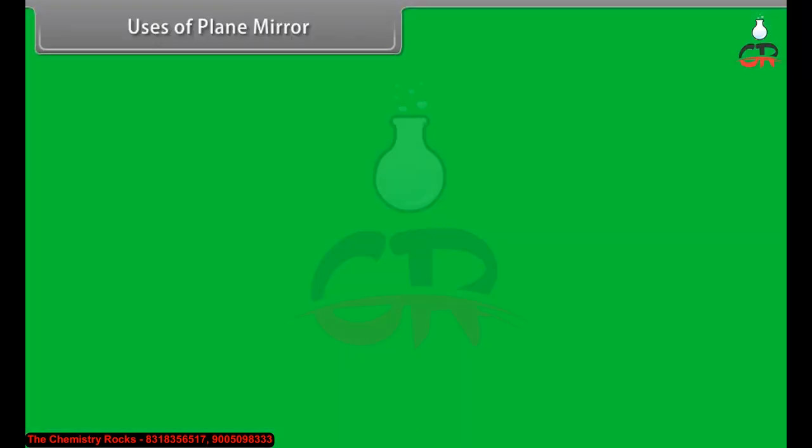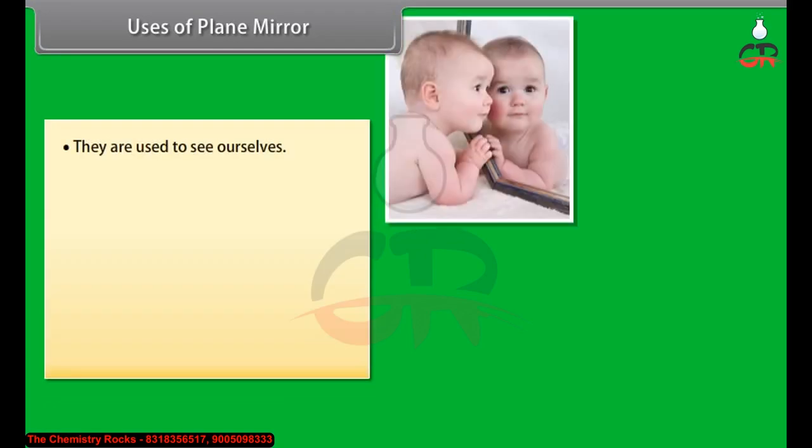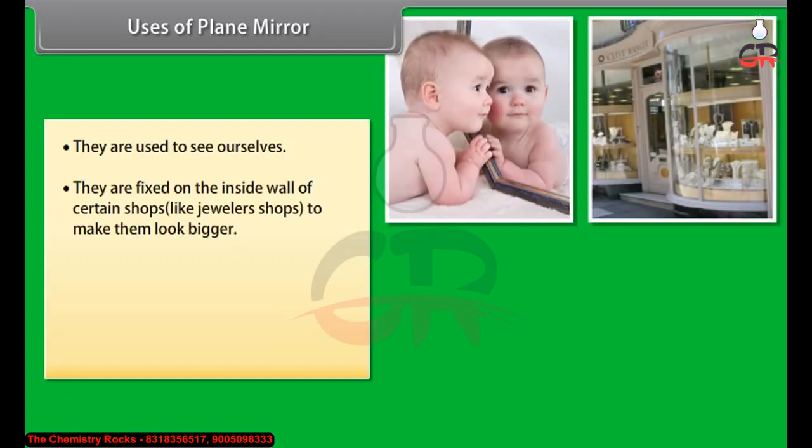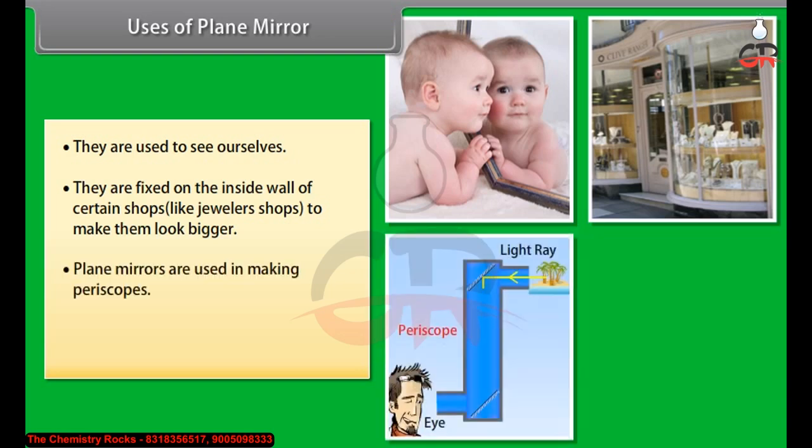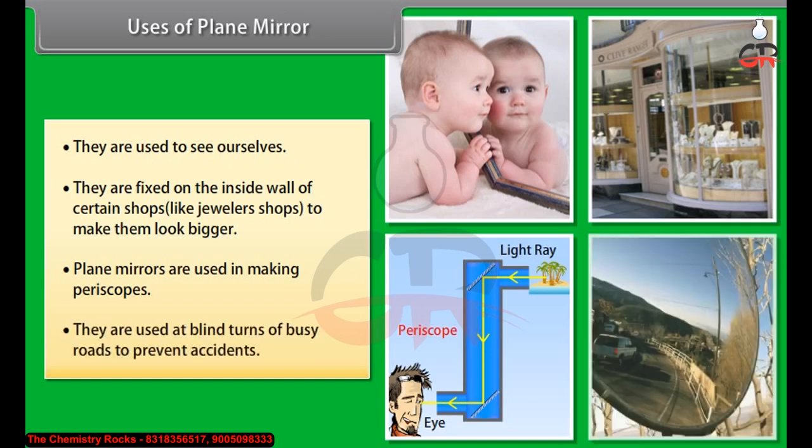Uses of plane mirror. They are used to see ourselves. They are fixed on the inside wall of certain shops like jeweler's shop to make them look bigger. Plane mirrors are used in making periscopes. They are used at blind turns of busy roads to prevent accidents.